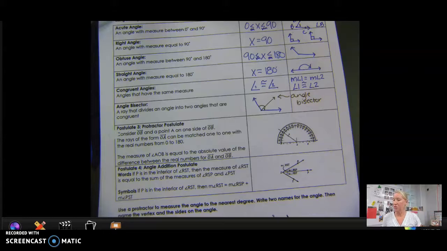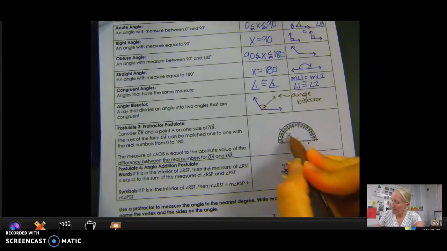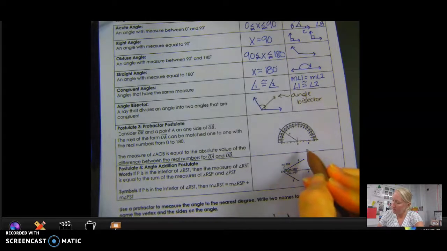Postulate number 3, protractor postulate. It just says consider ray OB. Ray OB is down here if you can't see that. And point A right here on the side of OB.